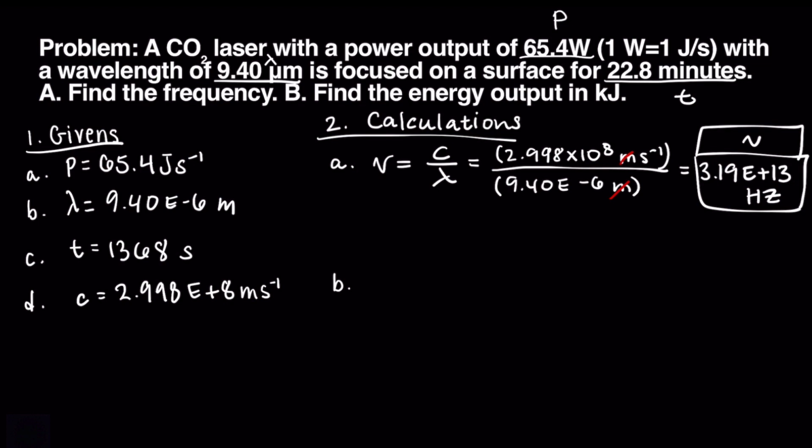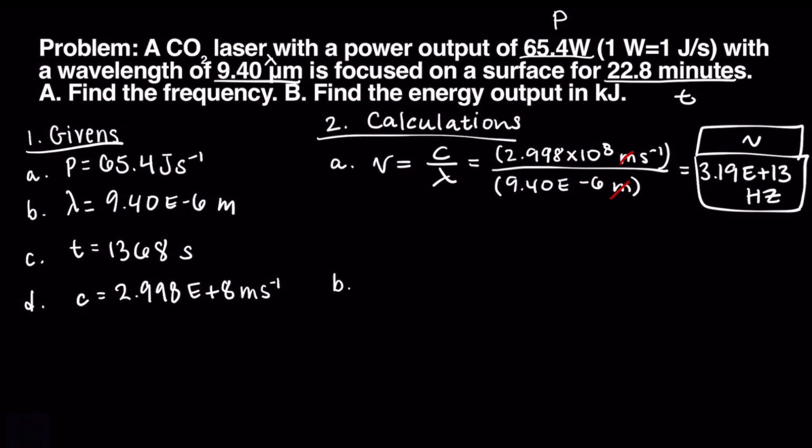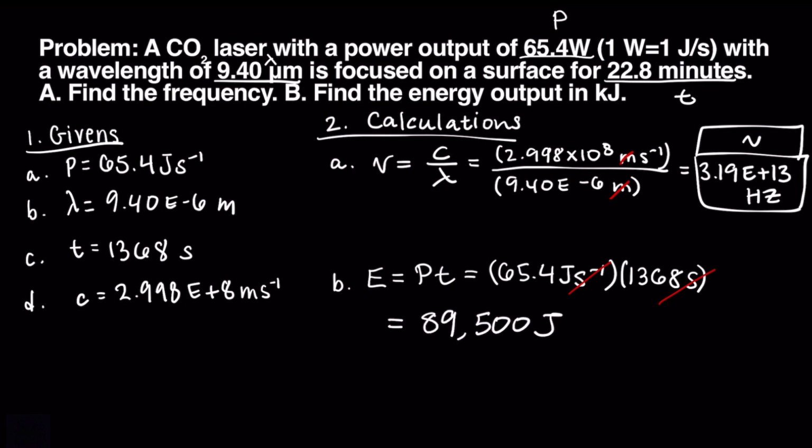For part B, finding the energy output, well, notice this. Energy is usually measured in joules, as that's the SI unit after all. Power is measured in joules per second, and time is measured in seconds. So these can cancel out, leaving us with joules are equal to joules. So now I can say that energy just equals power times time. And in this case, power is 65.4 joules per second, and time is just 1,368 seconds. So we see that the seconds cancel, and that just leaves us with a final value of 89,500 joules. But we're not quite done yet.